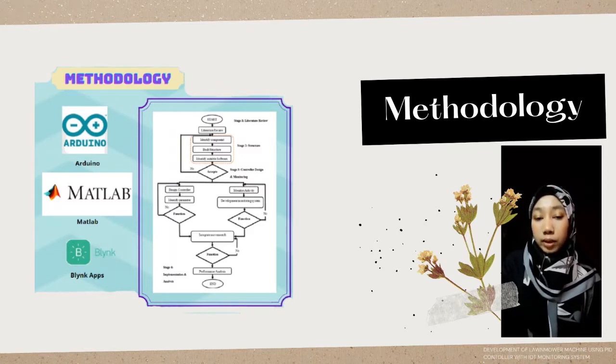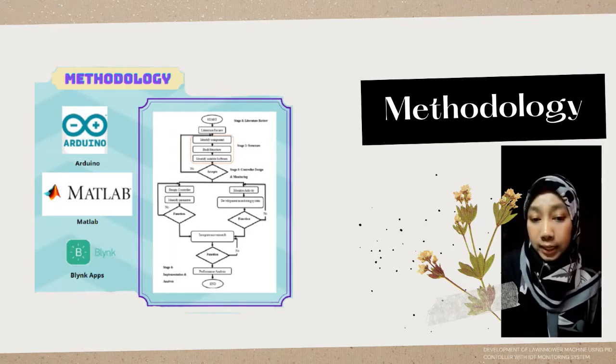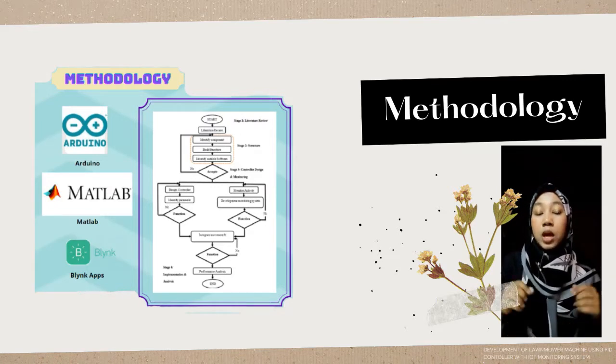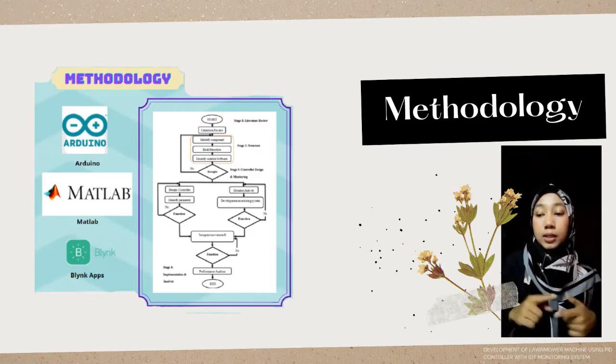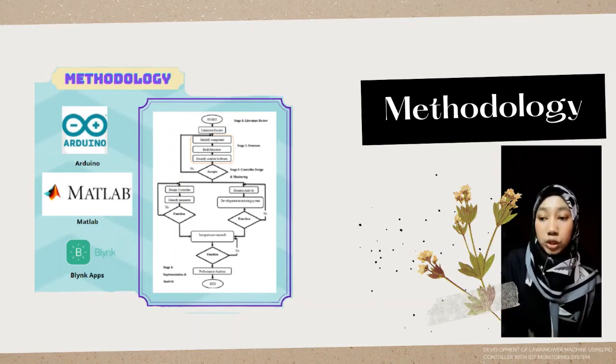Second one is MATLAB, where I use it for PID and the ultrasonic sensor to get the graph. And last one is the Blynk application, which is used to notify the user if there is any obstacle in front of the lawnmower. So now let's see the full project chart here.